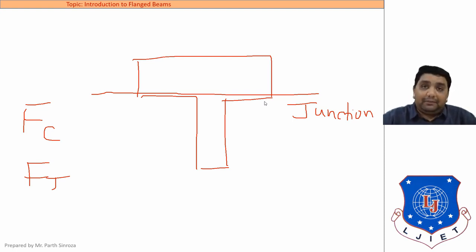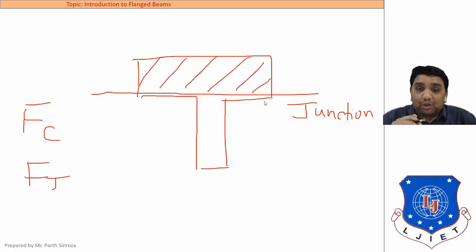Now FC and FT. For FC, that means the compression zone. If this is our neutral axis, this zone, the entire slab portion, will be our compression zone, and the bottom portion, that is the web portion, will be our tension zone. So it will be easy to rectify two rectangle portions. For simplicity only, we have assumed that the neutral axis is at the junction. We can take any of the three cases, but only for simplicity, to get a proper rectangle, we have taken the neutral axis at the junction. So now how to find this value FC?